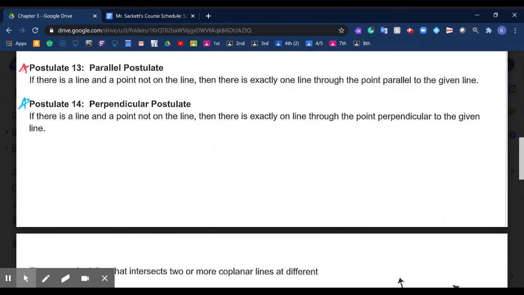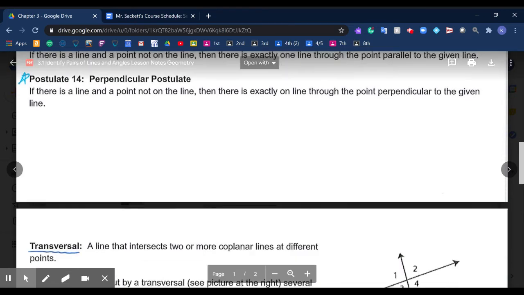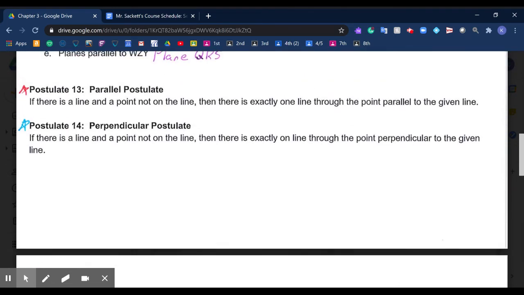Then we get to our two postulates, postulate 13 and 14. Postulate 13 is the parallel postulate, which states if there is a line and a point not on that line, then there's exactly one line through that point parallel to that given original line. So if a line already exists and there is one point not on that line, there is one line that could be drawn through that point parallel to the original line.